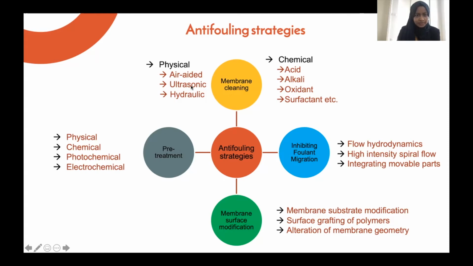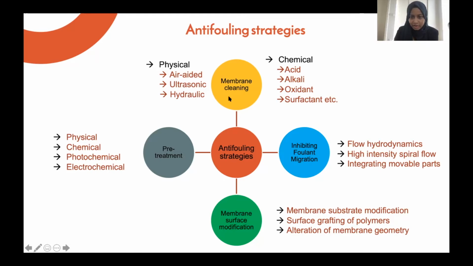One of the drawbacks of physical membrane cleaning systems is the use of high pressure. High pressure can incur a lot of energy, power consumption, and therefore costs. So we need to balance out which one has the lowest risk with the highest output.